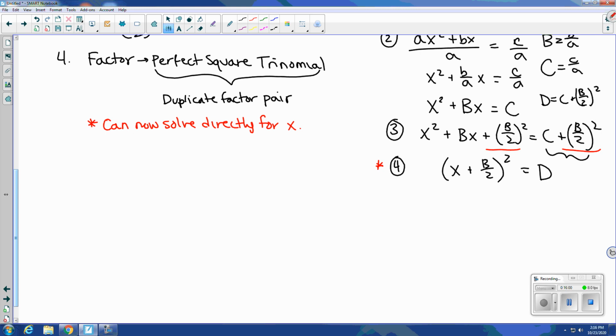So at this point, I'll just say solve directly for x. And once we've done that, we've got our solution. So how do we solve directly for x in step 5? We take the square root of both sides to start.